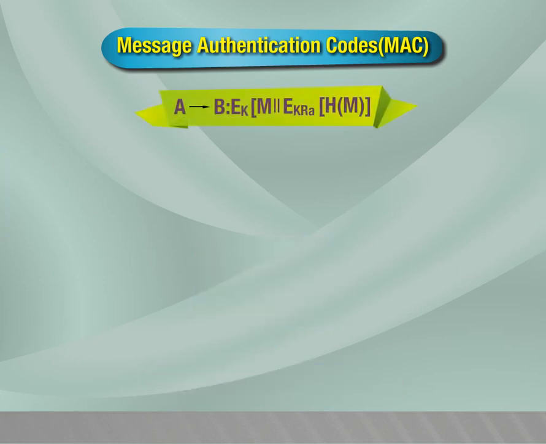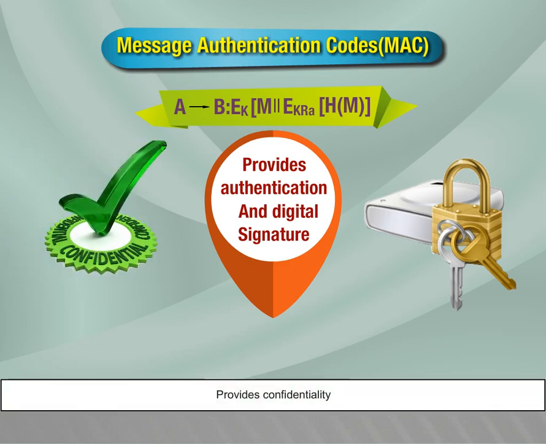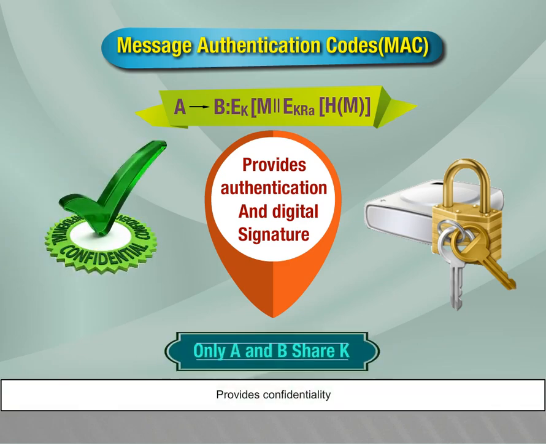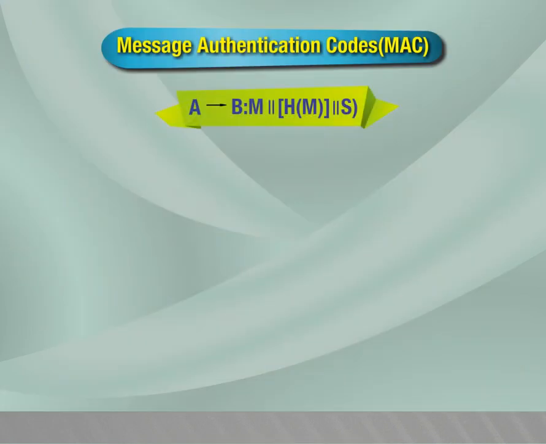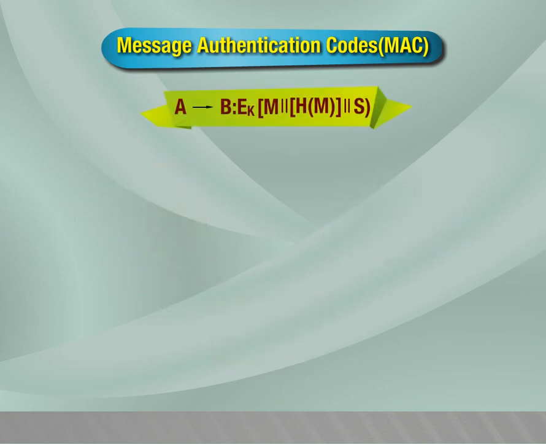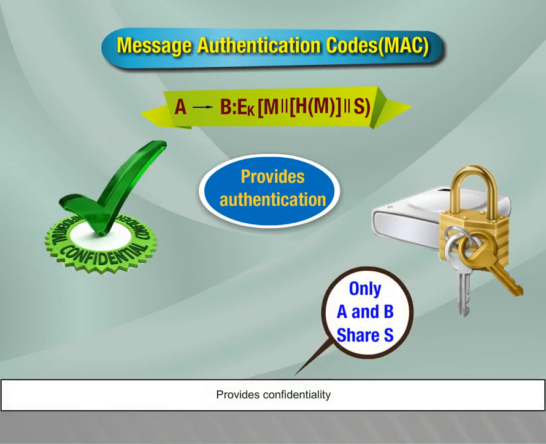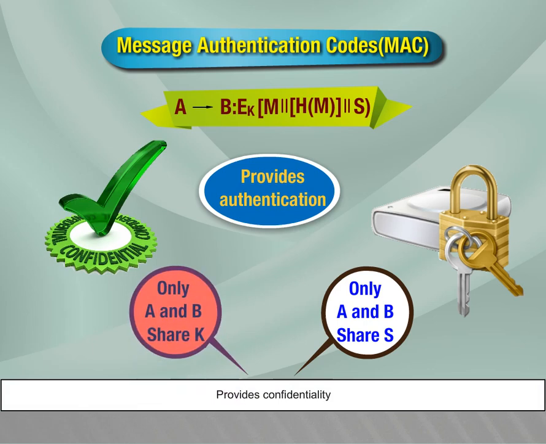A to B: E_K(M || E_KRa(H(M))) provides authentication and digital signature, and provides confidentiality, since only A and B share K. A to B: M || H(M || S) provides authentication, since only A and B share S. A to B: E_K(M || H(M || S)) provides authentication, since only A and B share S, and provides confidentiality, since only A and B share K.